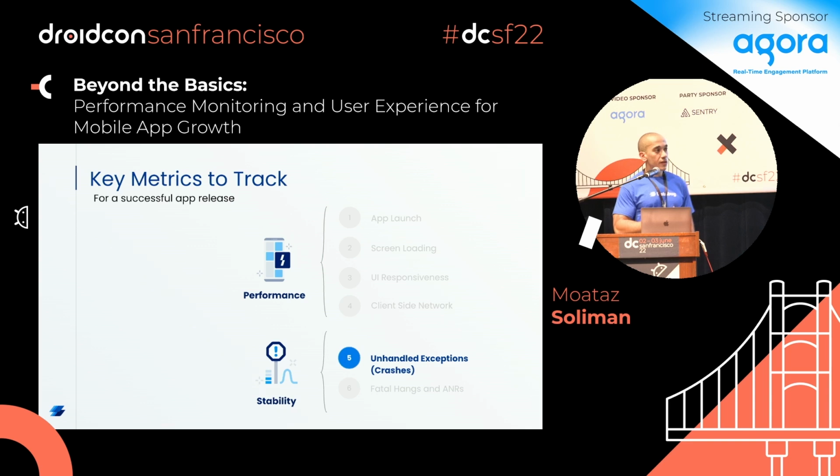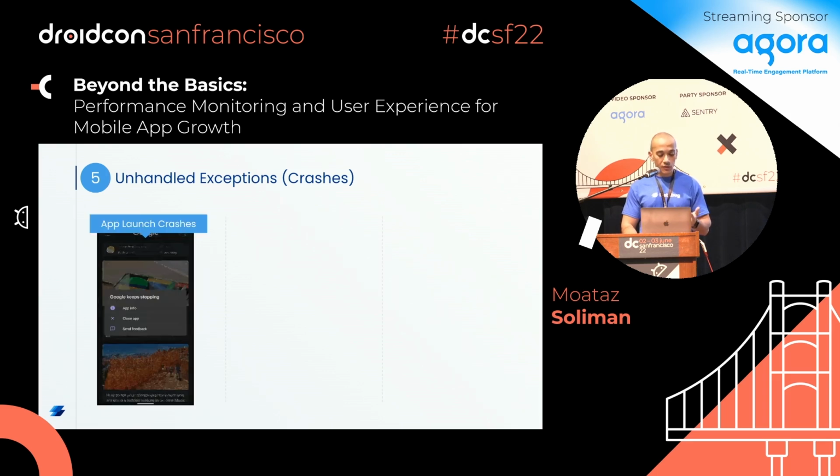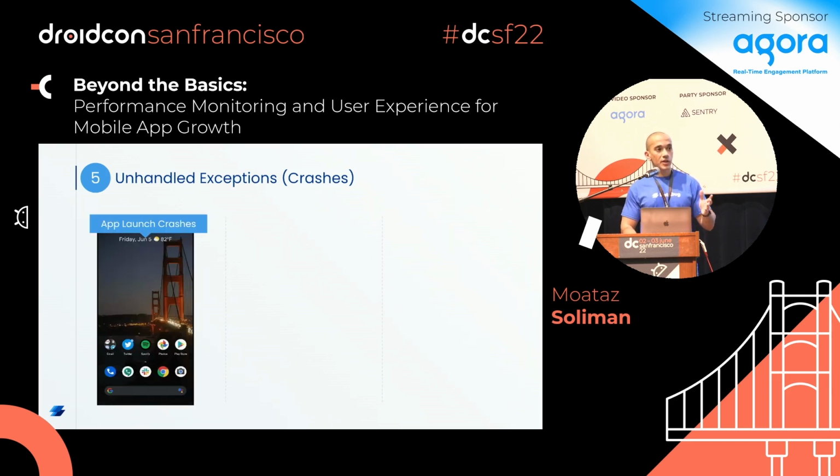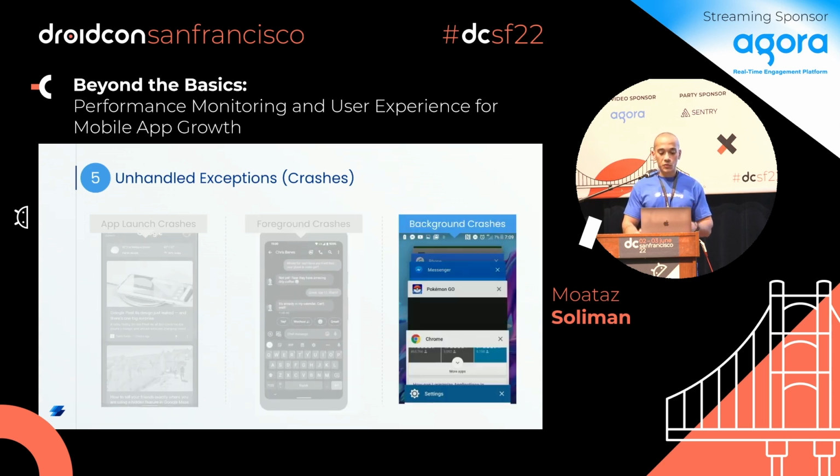Then on the stability side, these are most of the metrics that we were aware of and are pretty used to, which is the crash-free sessions. And the way that we define the crash, there are different types of crashes. There is if the app is doing any invalid operation, or if there is a problem that caused the OS to terminate the app. And we classify those into three types of crashes. There is the app launch crash, which is the most critical. There is the foreground crash, which is also very critical, and the background crashes. They're all very important, but with various levels of urgency.